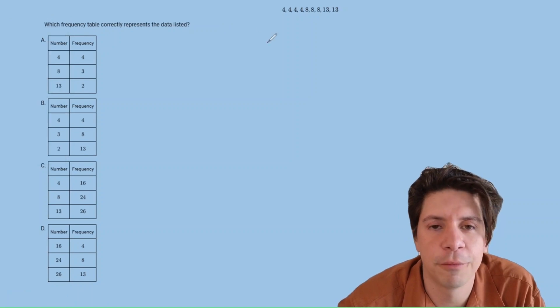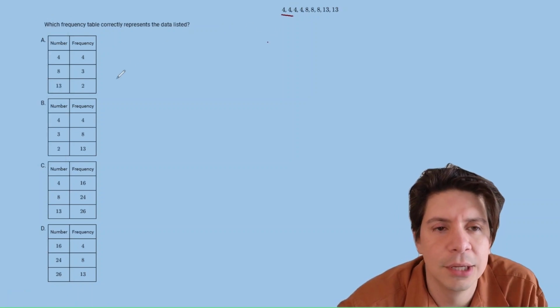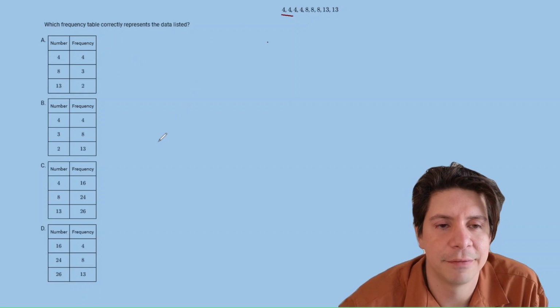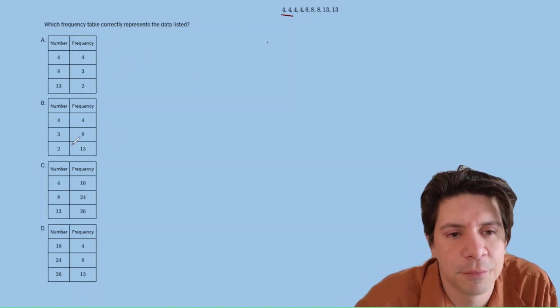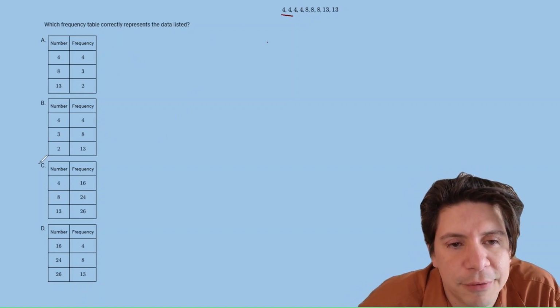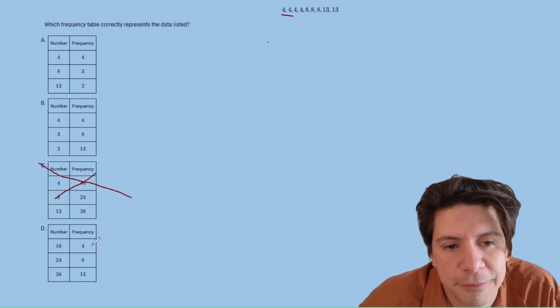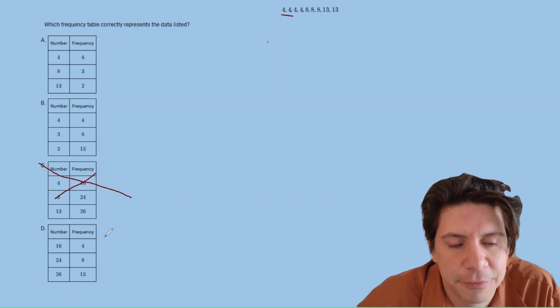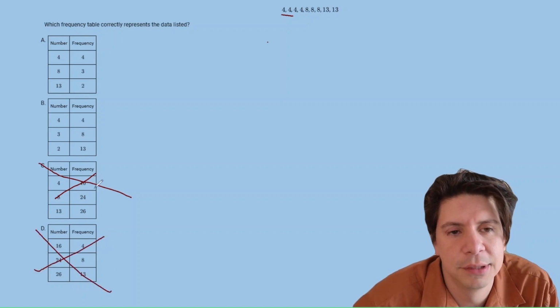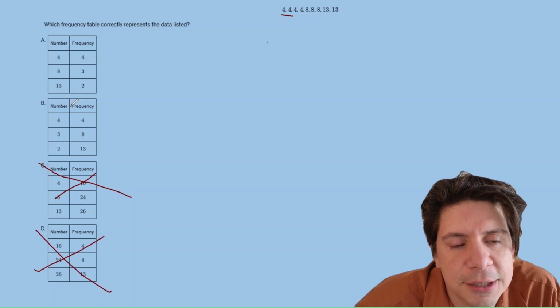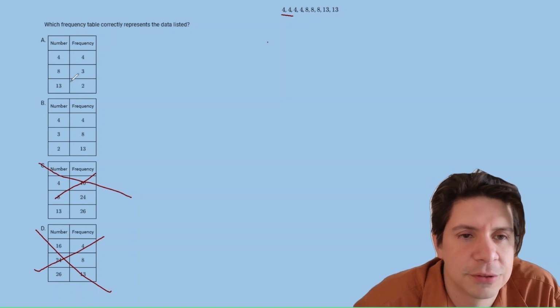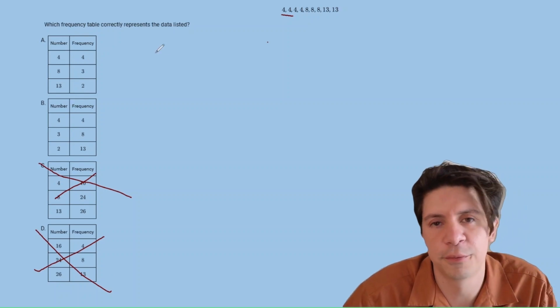So when you see 4 4s, you want to eliminate anything that doesn't have the number 4 with a frequency of 4, right? So this one has the number 4 frequency of 10. Goodbye to that one. This one has a frequency of 4 for number 10, frequency of 8 for 24. Goodbye to that one. And then you have this one here, frequency 4, number 4, so that one works, right?